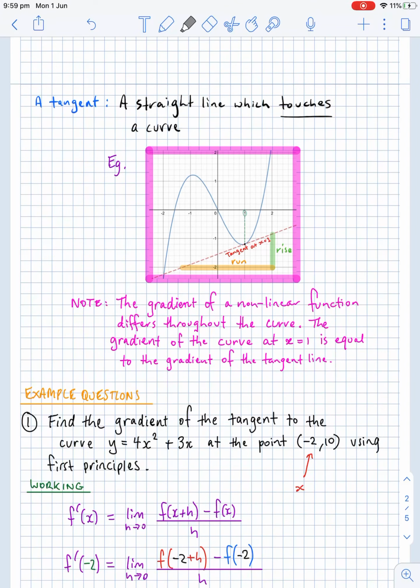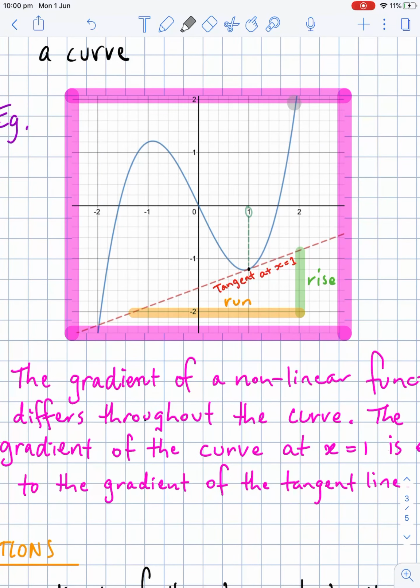What do I mean by a tangent? A tangent is a straight line which just touches a curve. If we look really carefully at this graph, I've got this curve like this. If I draw this line which practically just touches the curve at this point, a tangent literally just grazes the curve. It'll just touch it at one point. It won't hit it twice. So that's what we call a tangent.